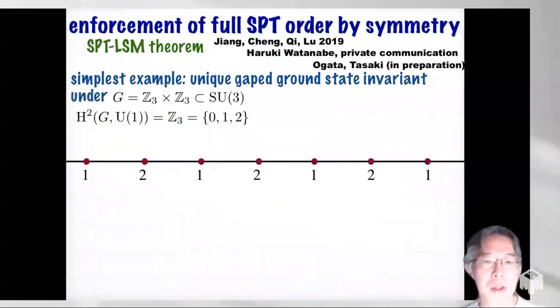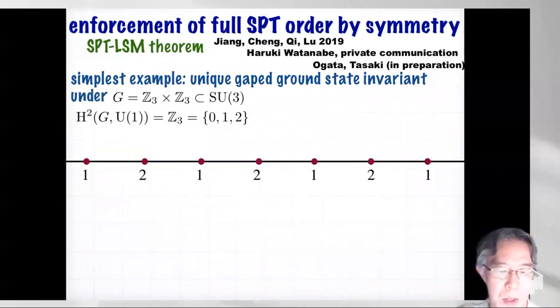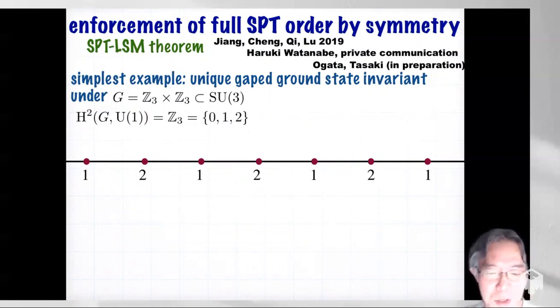Okay, so here is a less trivial discussion, and this goes back to something called the SPDLM theorem by these authors, and we also learned a lot from Haruki Watanabe. And okay, so let me start from the simplest example. So suppose that we have a unique gapped ground state which is invariant under this Z3 cross Z3 symmetry, a bit larger group. And in this case, you find that this second group homology is Z3, 0, 1, 2. Unfortunately, this does not happen in usual quantum spin systems, but suppose that we had such a quantum spin system.